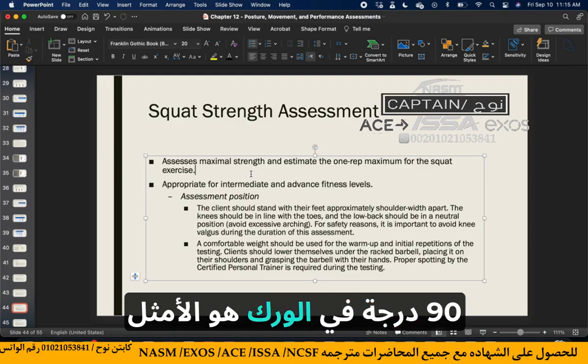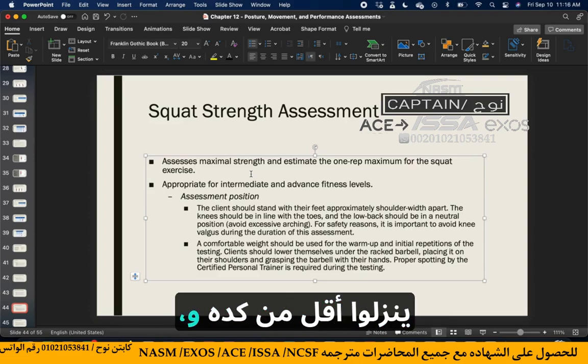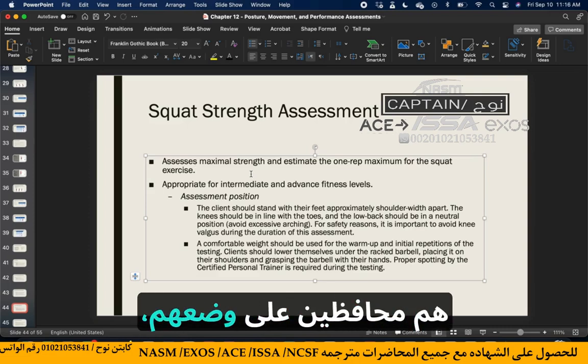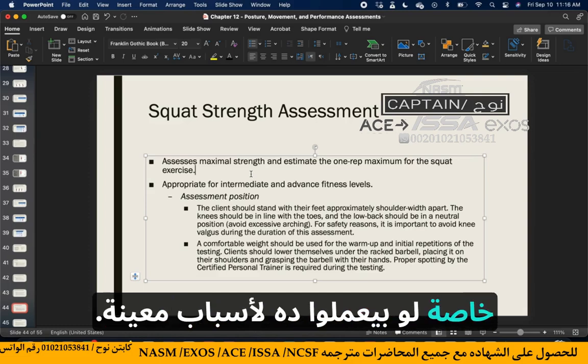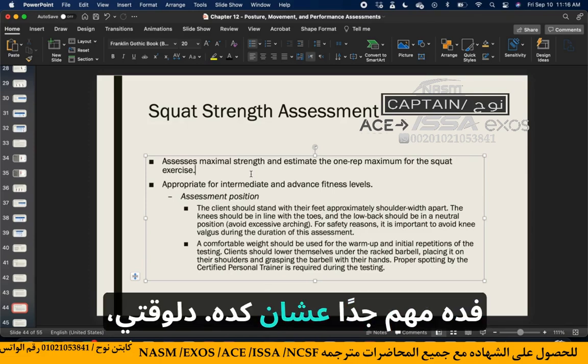90 degrees of hip is optimal for most people, but if some people can go lower than that, and they're maintaining their posture, I am not opposed to them going lower, especially if they are doing it for specific reasonings, okay? So that's really critical for that.